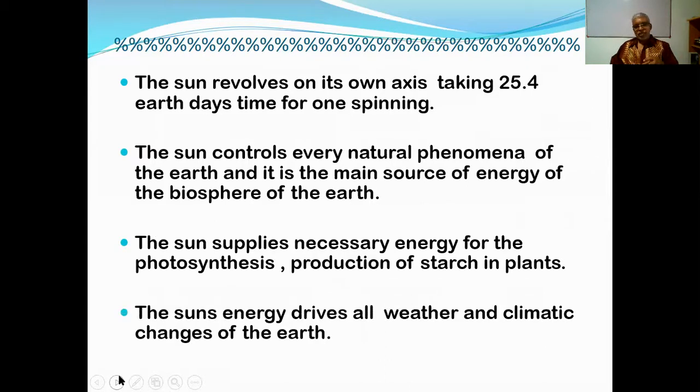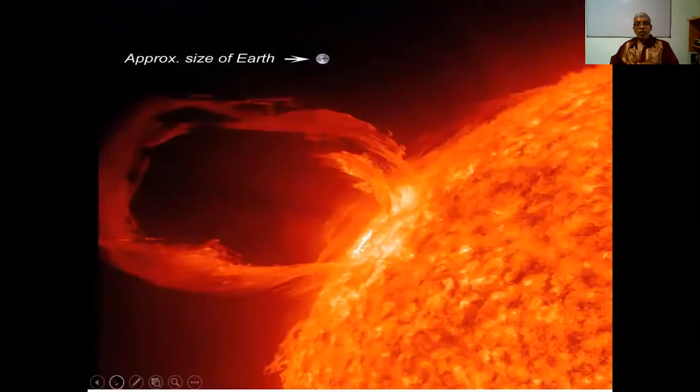The sun's energy drives all weather and climatic changes of the earth. Who handles everything? The sun's energy, the sun. Therefore, the sun is a very important part.